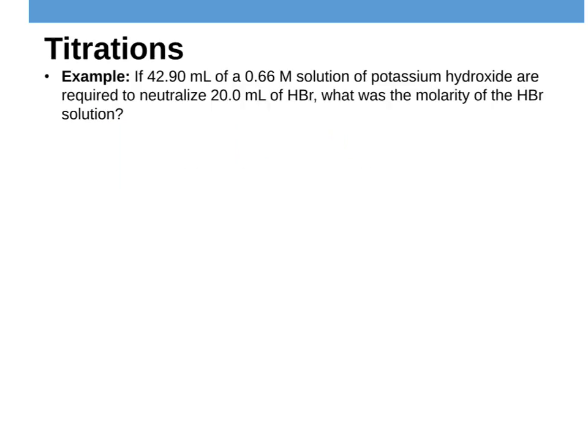So here's another one. If 42.9 milliliters of a 0.66 molar solution of potassium hydroxide are required to neutralize 20 milliliters of hydrobromic acid, what's the molarity of the HBr solution? So this is very similar to that first one, right? Very, very similar. So you can pause at this point and take a crack at it, see if you can set it up the same way. I'm going to go through it too. So pause right now if you want, or we'll do it together. I have a couple more examples that I want to do with you. So this is not the last.